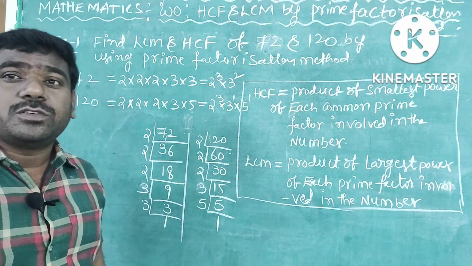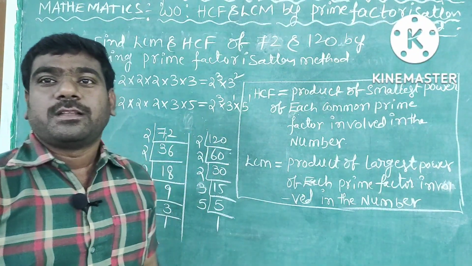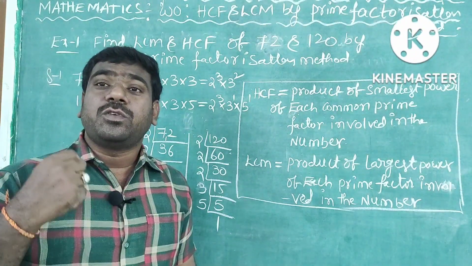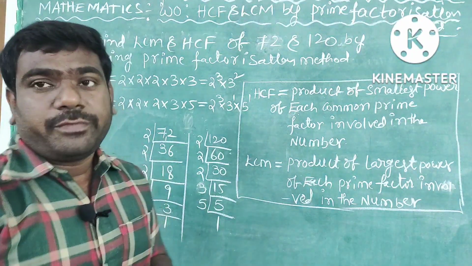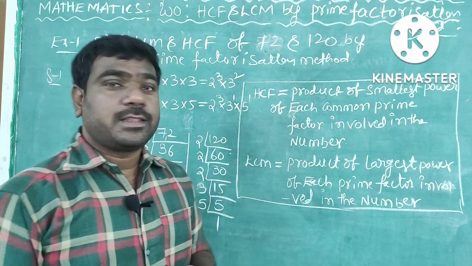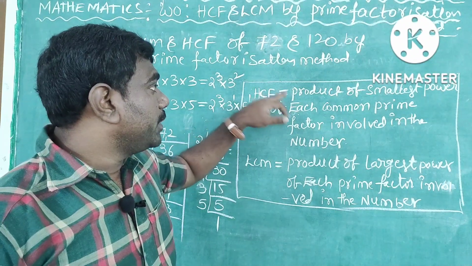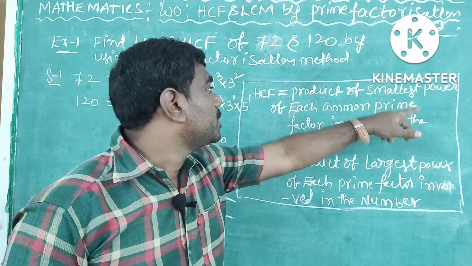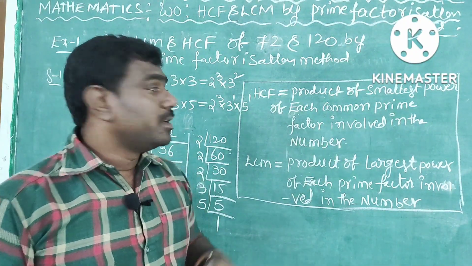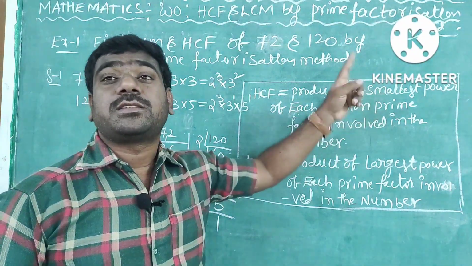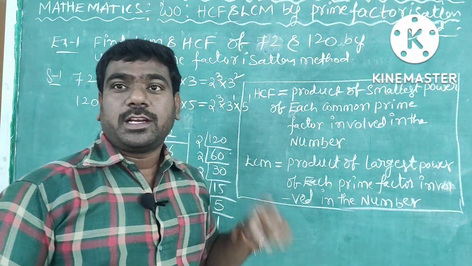Okay. Next, what should we find out? We are going to find the HCF and LCM. How to find the HCF and LCM? We have an HCF formula and an LCM formula. What is the formula of HCF here? HCF is equal to the product of the smallest power of each common prime factor involved in the numbers. Once again, the product of the smallest power of each common factor involved in the numbers. That is the HCF formula.